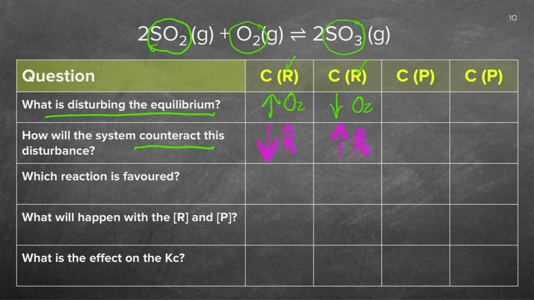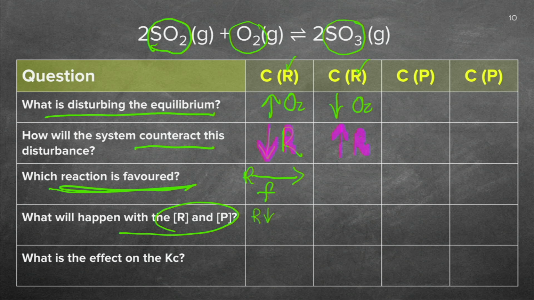Now let's just go with the first one. If the reactants want to lower, do you see there? Which reaction will be favored? Obviously the forward reaction, taking away the reactants, so it will be the forward. What will happen to the reactants' and the products' concentration? The reactants will decrease. Can you see I'm taking it away? The products will form, and it's got no influence on the Kc.